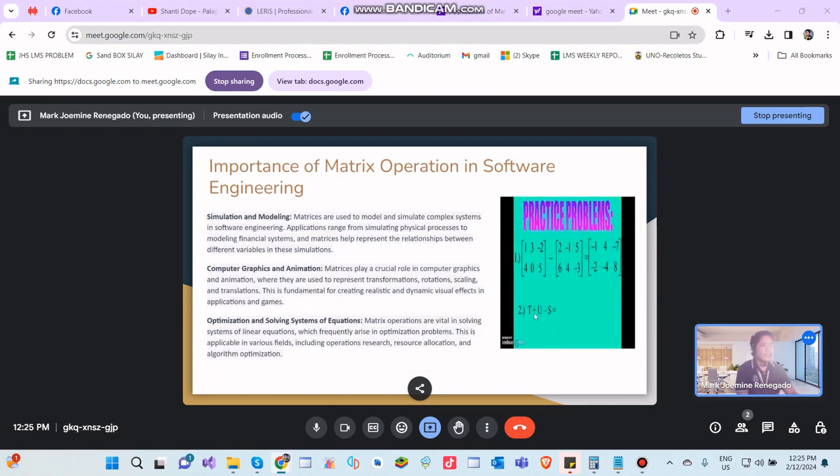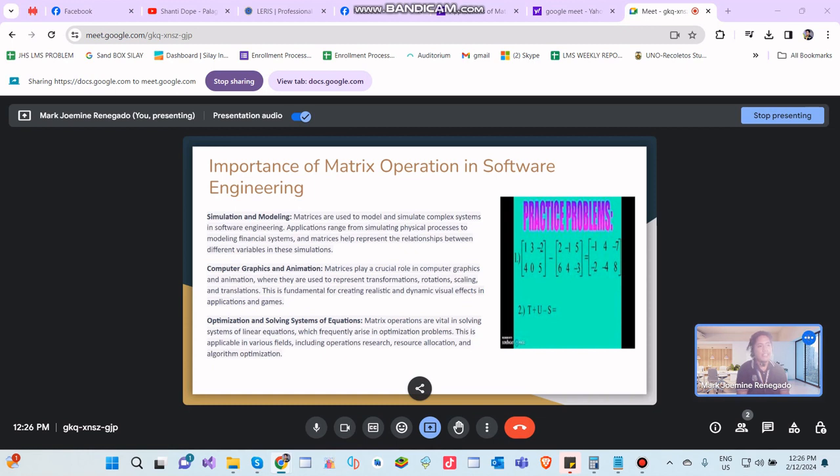Okay, next. We also have simulation and modeling. Matrices are used to model and simulate complex systems in software engineering. Applications range from simulating physical processes to modeling financial systems, and matrices help represent the relationship between different variables in these simulations. Next is computer graphics and animation.